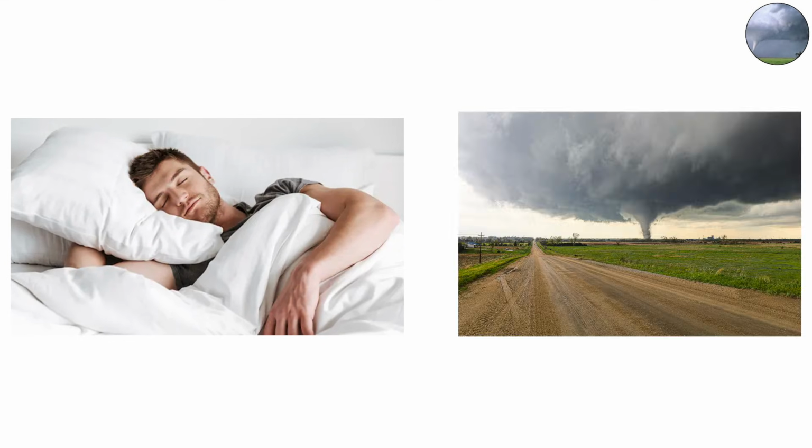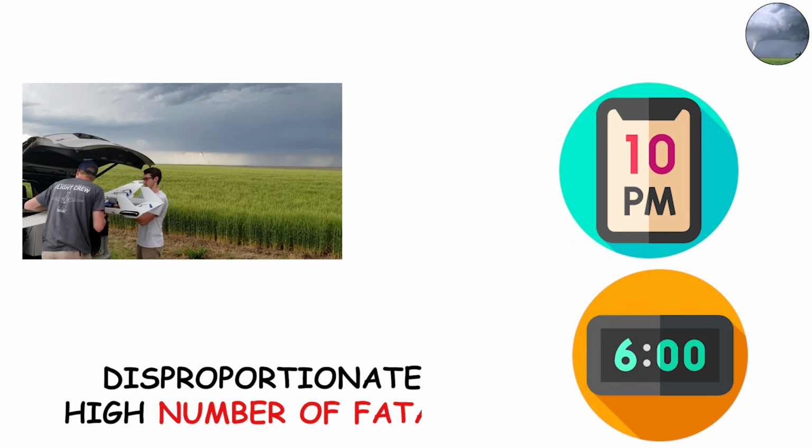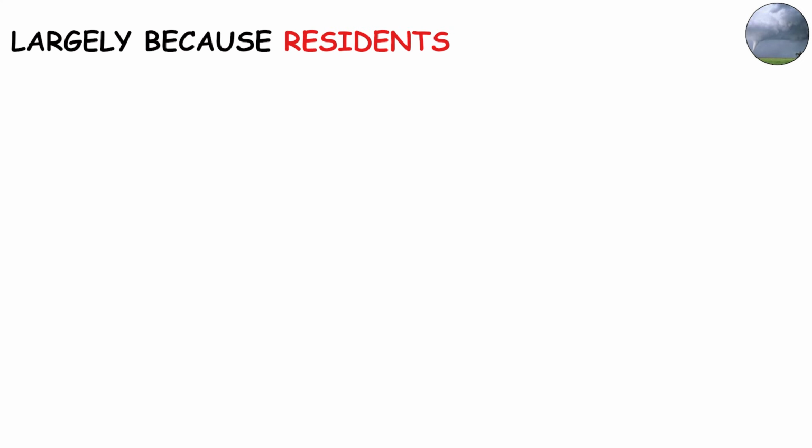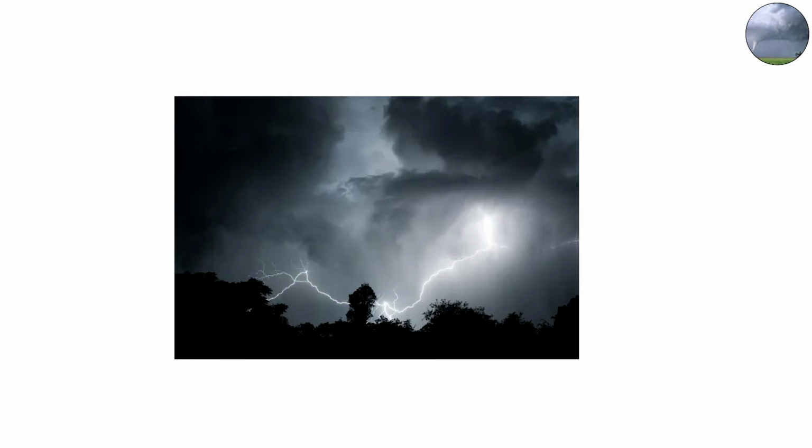Studies show that tornadoes occurring between 10 p.m. and 6 a.m. account for a disproportionately high number of fatalities, largely because residents do not receive warnings in time or fail to seek shelter. Modern emergency alert systems, weather radios, and smartphone warnings are crucial for detecting tornadoes at night. Relying on visibility alone is a deadly misconception.